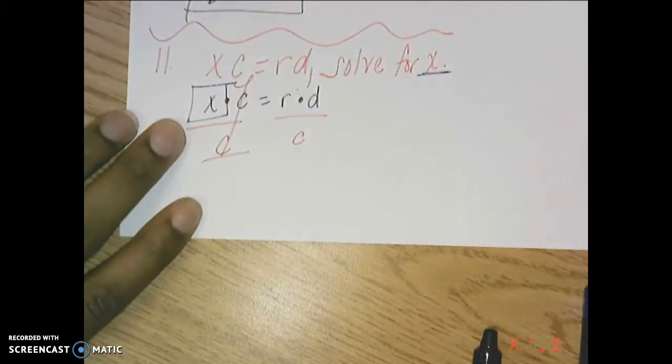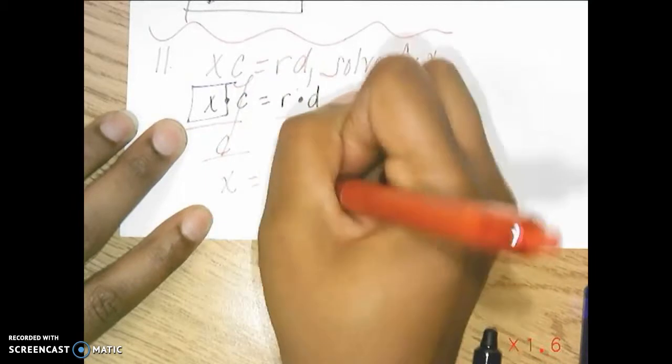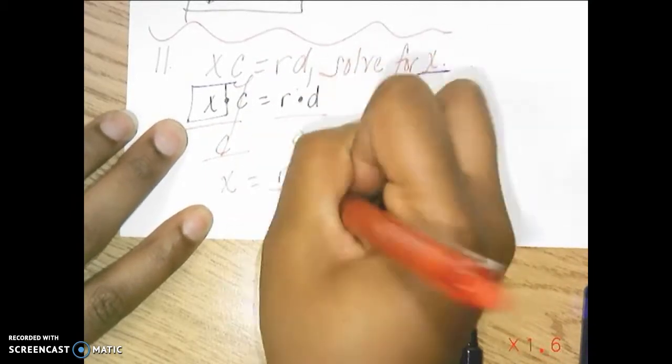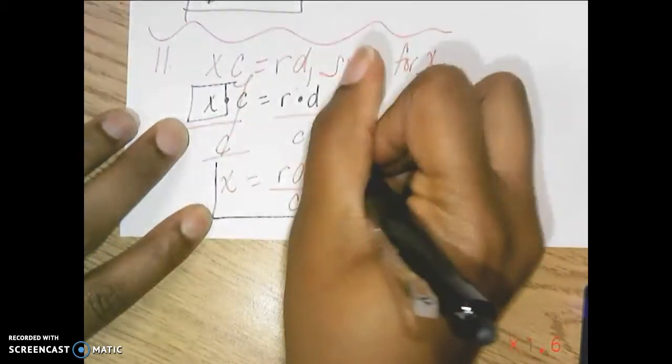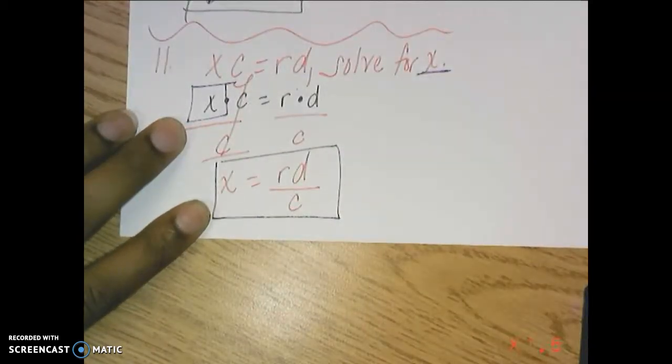So what just happened by dividing by C, those two are gone. C divided by C is 1. So X equals RD divided by C. And that is your final answer. It's a literal equation. Your answer is going to have variables, literally. Pause if you need to.